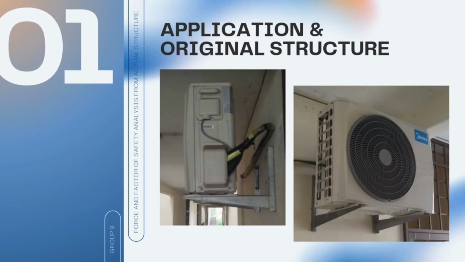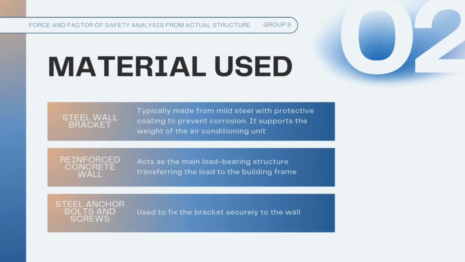The structure studied is a wall-mounted outdoor air conditioning unit. This type of installation is commonly used in residential buildings to save space. The unit is supported by a steel wall bracket fixed to a reinforced concrete wall, which transfers the load of the unit to the building structure. The wall bracket is typically made of mild steel due to its high strength. The wall is reinforced concrete, which acts as the main load-bearing structure. Steel bolts are used to secure the bracket.